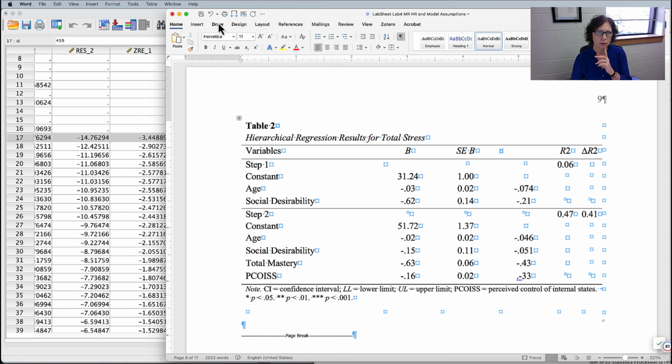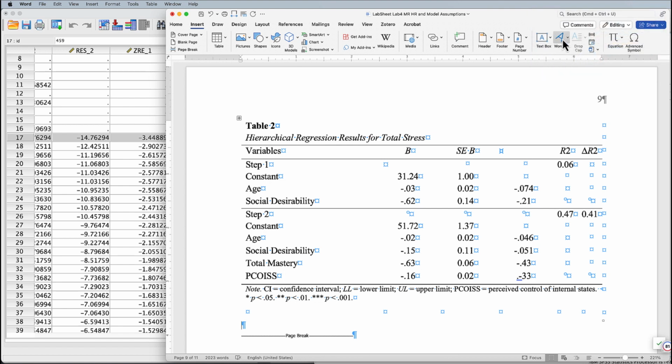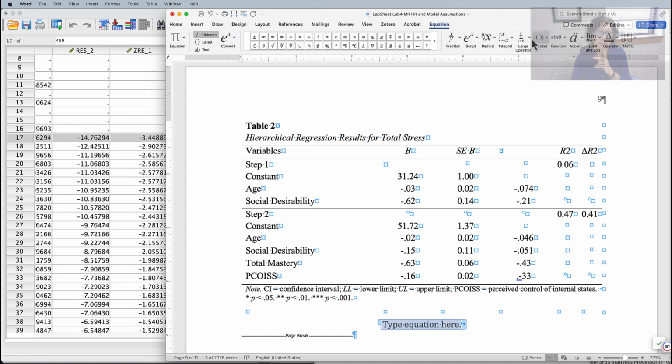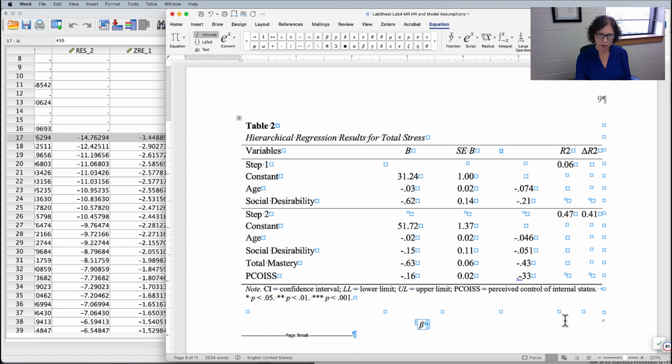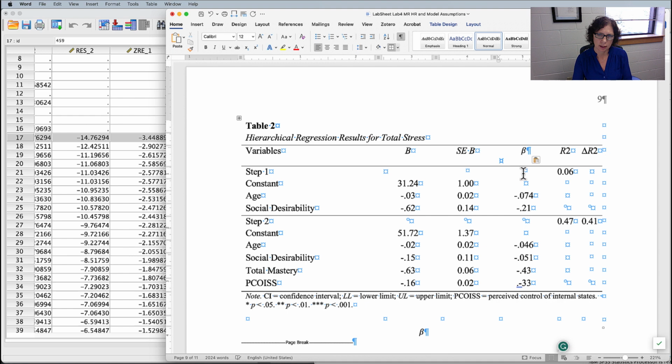I'm going to go to Insert and Equation. And in here, I get to find beta. There it is. So now that it's right there, I'm going to just select it. I select and copy it. I'm going to come up to here and paste and see if that'll work.